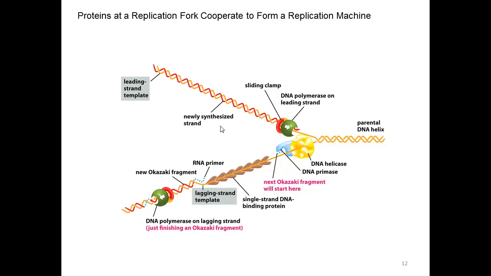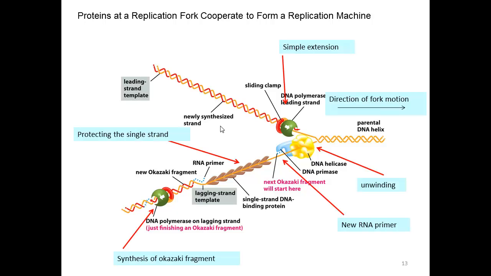So here's a more detailed picture of the replication fork. And here is that same picture, but an annotated version. So in this slide, we see a number of the proteins and the processes needed for DNA replication. Let's first talk about the unwinding step done by an enzyme called DNA helicase.